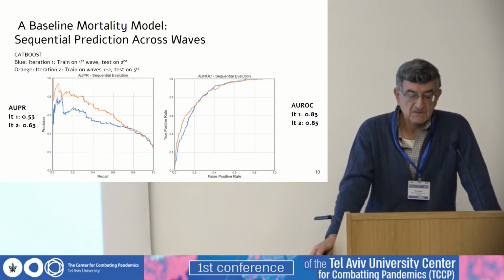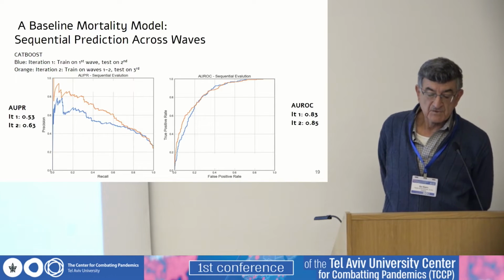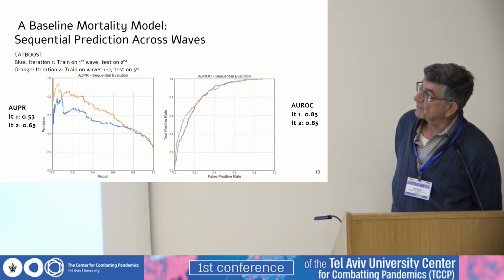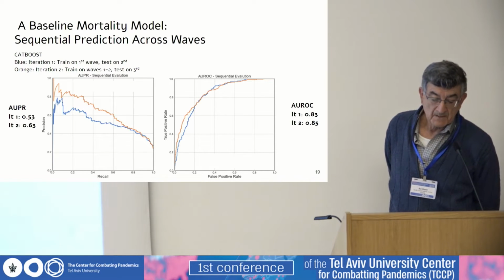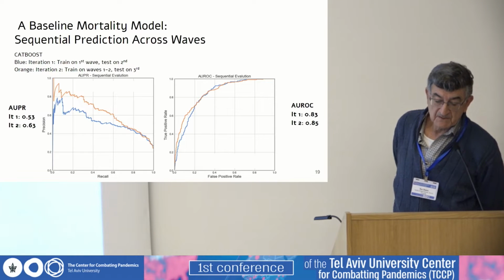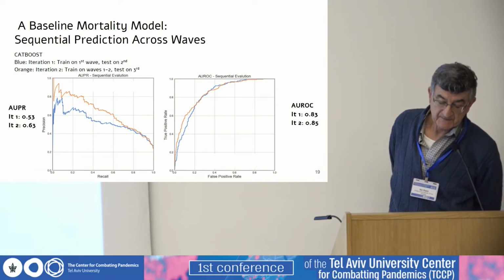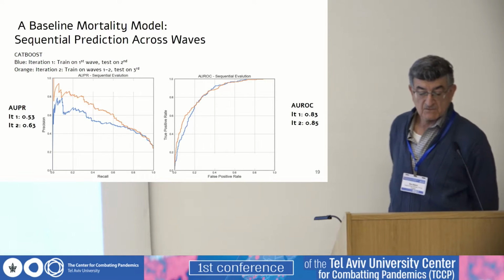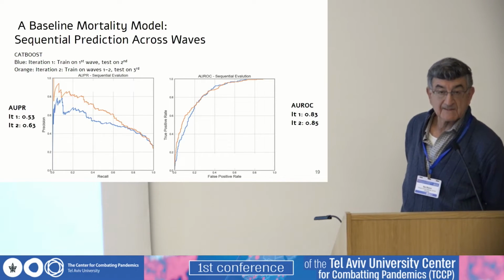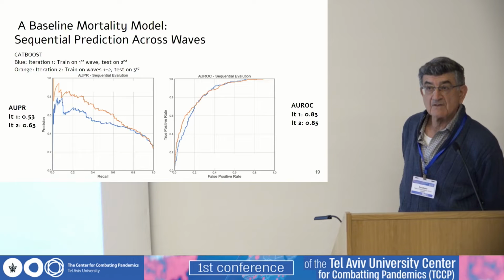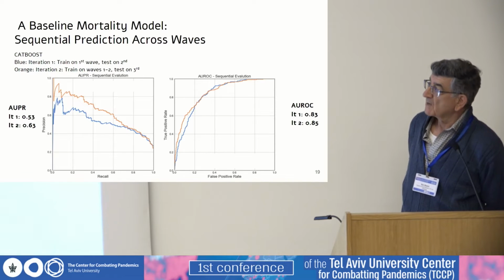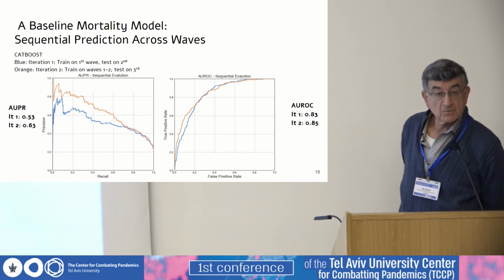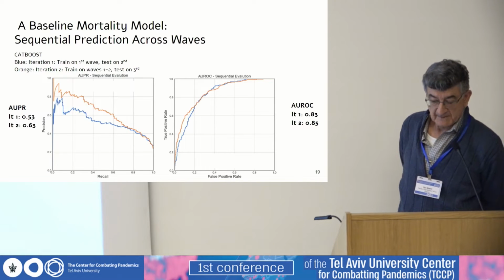In blue is the first iteration that uses only the first wave data to train and test on the second. And in orange, you see the second iteration where we train on the first two waves and test on the third. So the good news is that having more data, even if it is across waves, is useful, and the prediction improves for the next wave.